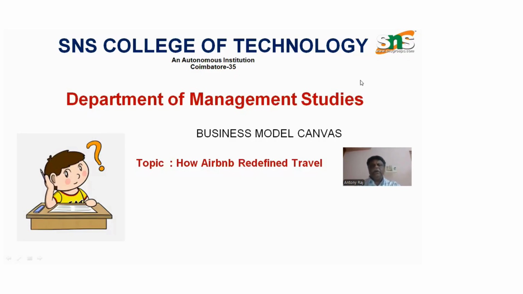So very good morning and welcome to this particular course on business model canvas. We are going to apply the concept of business model canvas, which is a very important business framework, to a company from Y Combinator, which is a unicorn company. The company is called Airbnb. Here we're going to see how Airbnb has redefined travel. So let us get into this discussion.